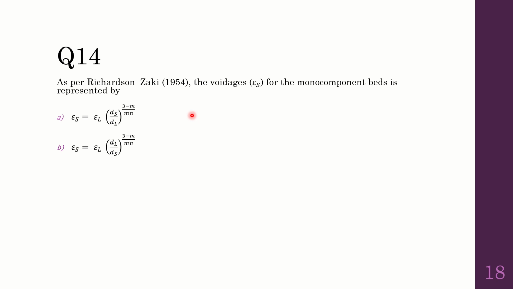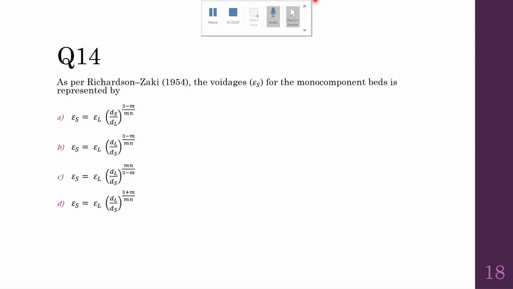Epsilon S is equal to epsilon L into dl by ds into 3 minus m by mn. Similarly, epsilon S is equal to epsilon L into dl by ds into mn by 3 minus n, or 3 plus m by mn, to the whole power for the term dl by ds into epsilon L. So think for a minute, we will analyze it.